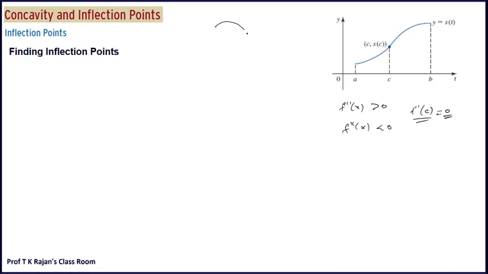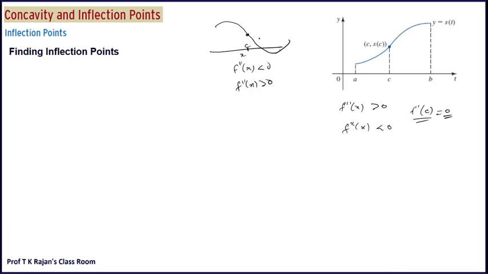If the curve is like this and C is a point of inflection, here also you can see f double dash of x is negative to the left of C and is positive to the right of C. That means f double dash x values are opposite in sign when x crosses C. When x is crossing this C, f double dash x values are opposite in sign.